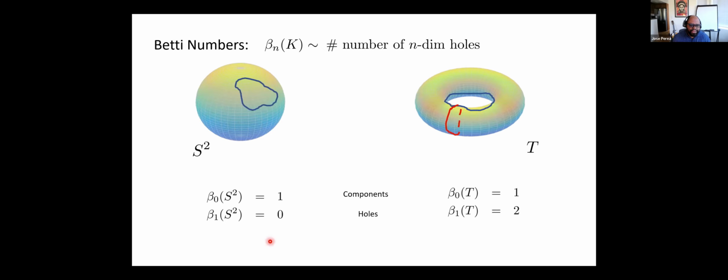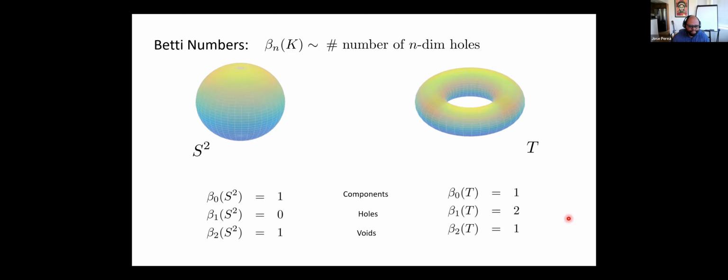Betti 1, on the other hand, measures the number of one-dimensional holes. So how do you measure that? What you do is you go ahead and draw closed curves over your space, and you ask whether or not that closed curve bounds a filled-in region. On the sphere, any closed curve bounds a filled-in region. So Betti 1 of the sphere is 0. There are no holes. However, on the torus, you have two closed curves, the blue and the red, such that you can pass your hand through those curves. So we think of them as holes. And that's why Betti 1 of the torus is equal to 2.